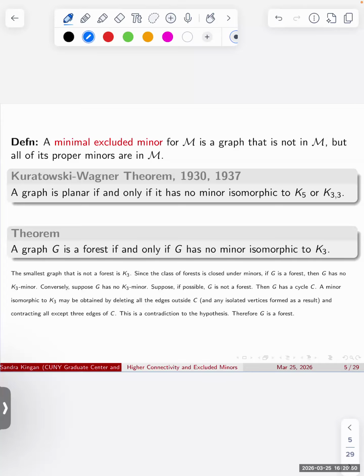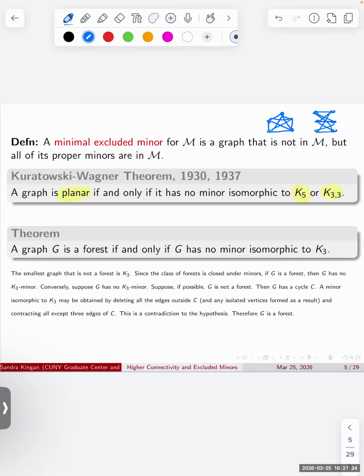So the historical first result on excluded minors is this one by Kuratowski-Wagner. A graph is planar if and only if it has no minor isomorphic to K5 or K33. That's K5. And that's K33. So the history over there is interesting. Kuratowski proved the result in terms of subdivisions. A graph is planar if and only if it has no subdivision isomorphic to K5 or K33.